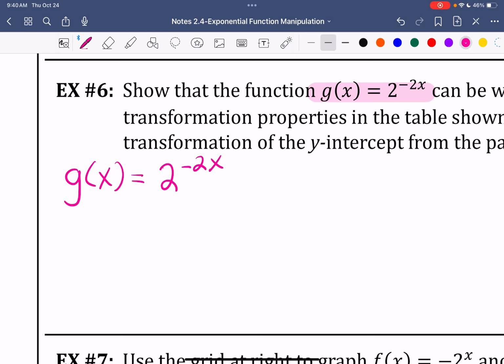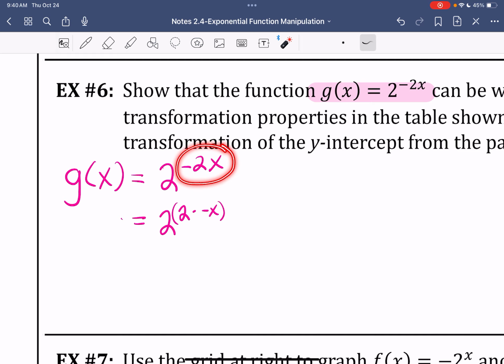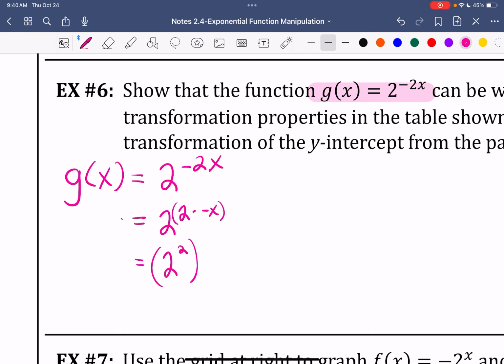So I can write this as 2. I'm going to split it up a weird way, guys. So what I'm actually going to do is I think that we should do 2 times negative x. Like that's technically the power. So instead of keeping the negative with the 2, I'm going to make the negative be with the x. Okay, so then that means that this would be 2 to the 2, and then that raised up to the negative x. So this is going to be my final answer.